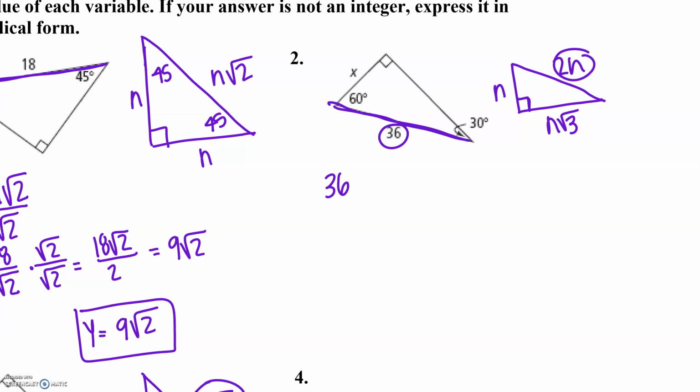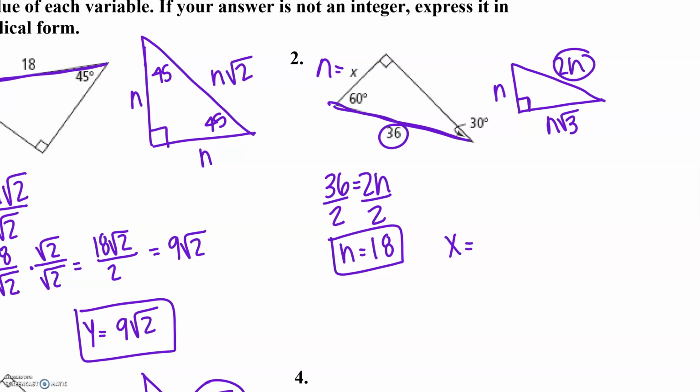So we've got 36 equals 2n, and we're just going to solve for n. So we're going to divide both sides by 2, which leaves us with n equals 18. Okay. From here, it's asking us for our smaller side, and we know that our smaller side equals n. So that means that x equals 18.